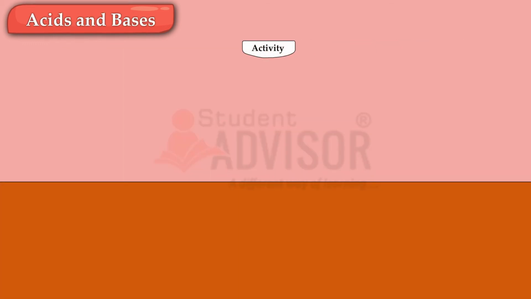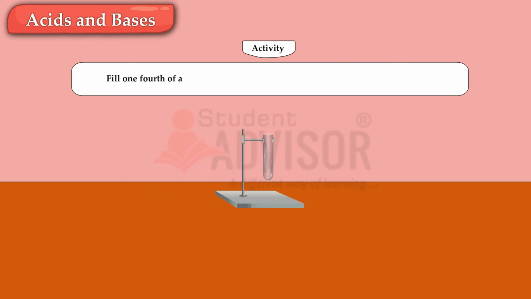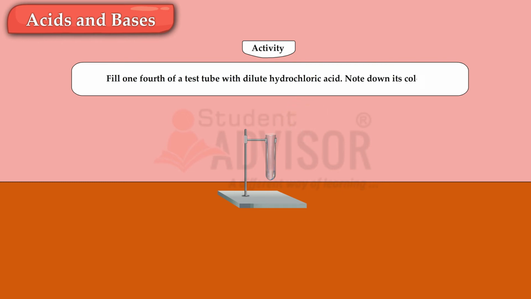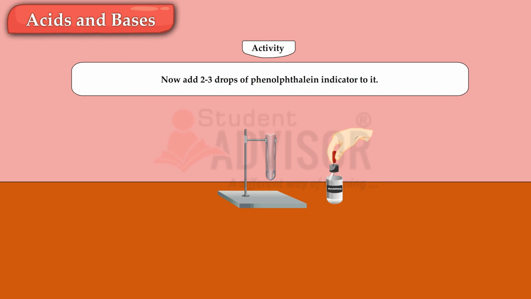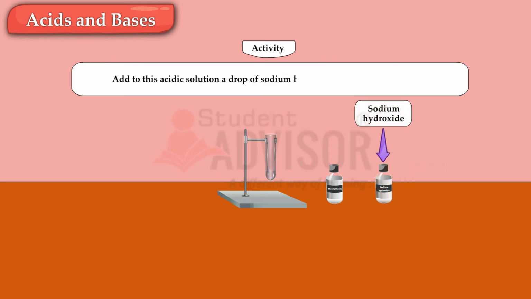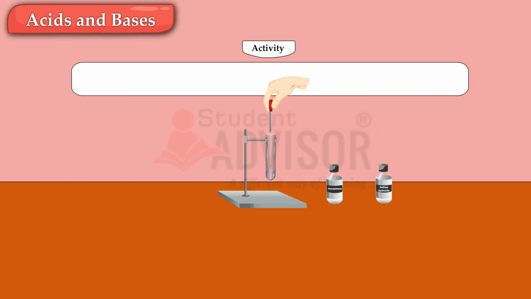Activity: fill 1/4 of a test tube with dilute hydrochloric acid. Note down its color. Now add 2-3 drops of phenolphthalein indicator to it. Add to this acidic solution a drop of sodium hydroxide solution by a dropper. Continue adding sodium hydroxide solution. A stage comes when, on adding a drop of sodium hydroxide, pink color appears.